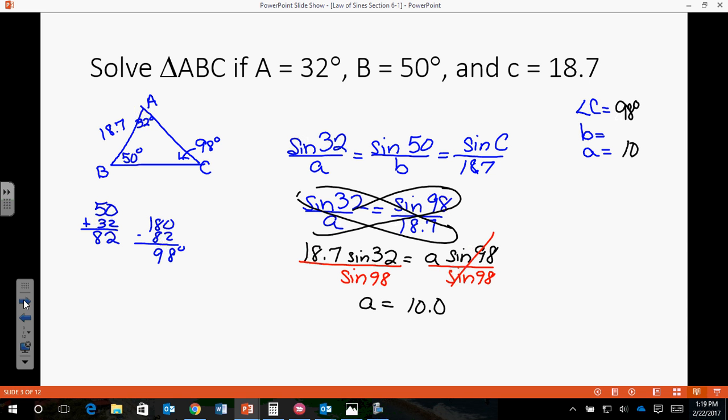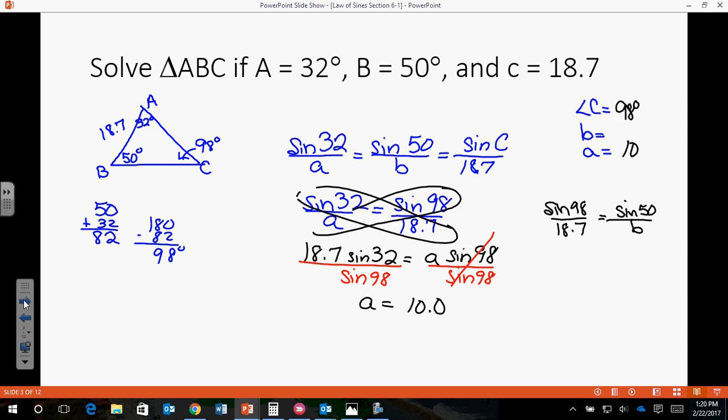Now, one of the things I do when I'm working these problems, I always try to go back to what I know, and I don't think we made a mistake when we found 98 degrees, right? So you could substitute 10 in for A, but it's usually good practice to stick with what you had, the sine of 98 over 18.7, so that if you make a mistake, it doesn't snowball across everything. So we'll say that's equal to the sine of 50 over B.